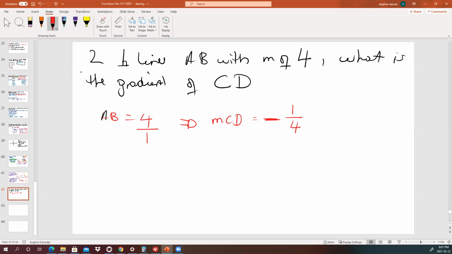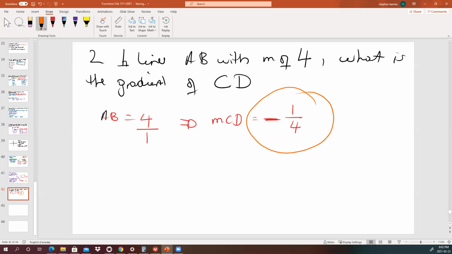So what I want you to appreciate is if the question had given us that the gradient of CD is negative 1 over 4, would the rule still hold? Let us check that. If we got the gradient for CD to say, okay, that's negative 1 over 4, we can apply the rule just the same.